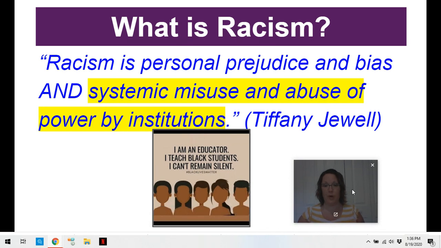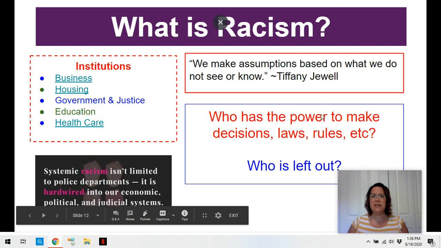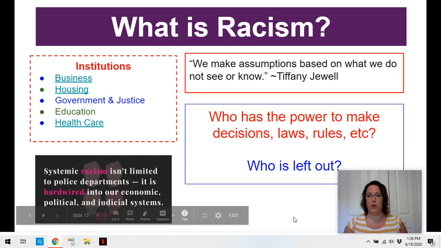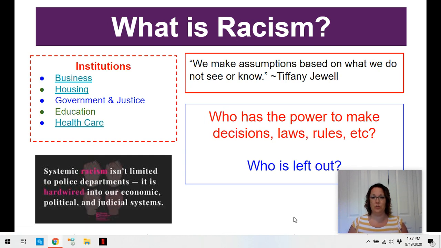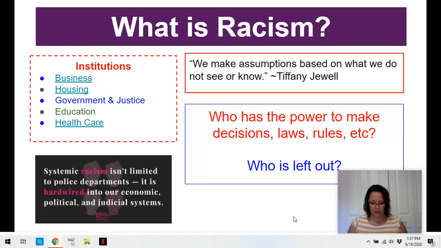All right, let's look at the second half of the definition. So if the first half is the personal prejudice and bias, the second half of racism is the systemic misuse and abuse of power by institutions. So institutions include things like businesses, housing, and healthcare, which I've linked here, so if you want to read up on how racism is built into those systems, you can. But we're going to focus more on the misuse and abuse of power in the government, specifically in our policing departments, and then also in how that affects education.